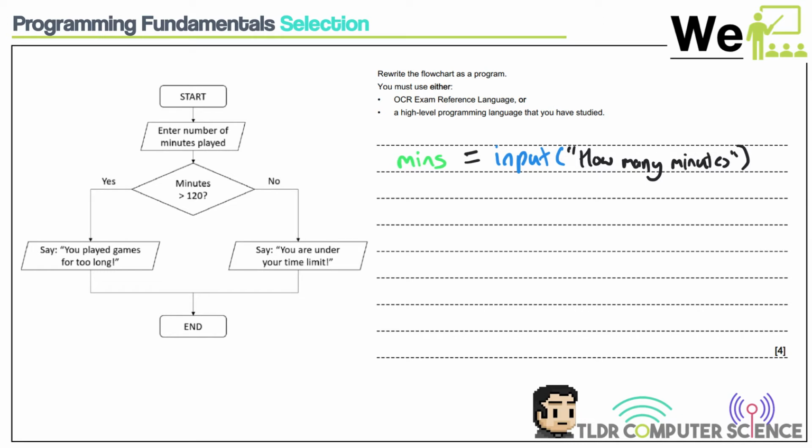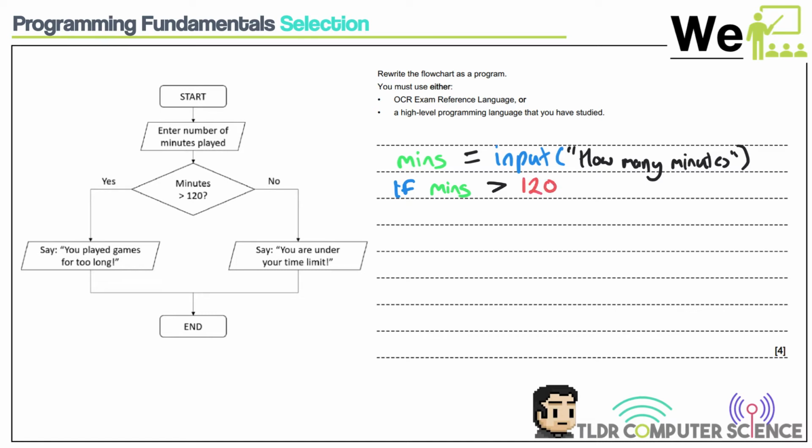What are we going to use to check? So for this bit here, where if the minutes is over 120, go this way. This was selection, right? And what do we use for selection? So we say if what? If mins is bigger than, greater than 120.